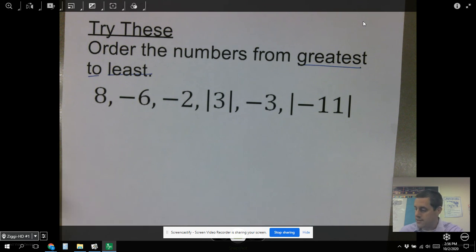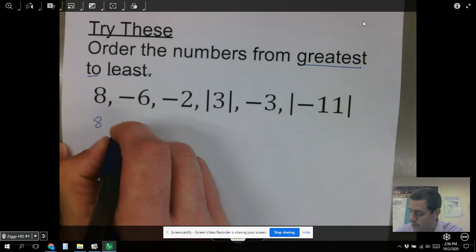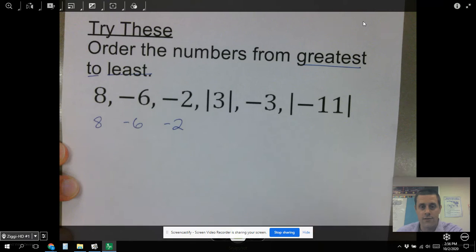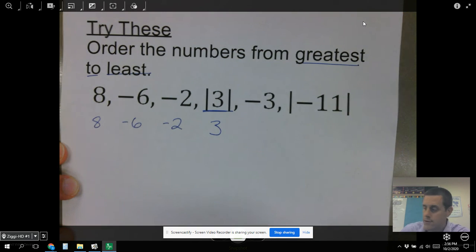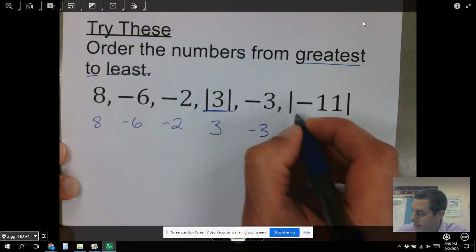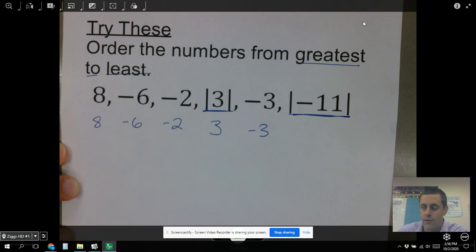Okay, here we go. Let's check to see how you did. First, simplifying all these values. 8 is good to go. -6 is good. -2 is good. We need to calculate the absolute value of 3. That has a value of 3 because 3 is 3 units from 0. -3 is fine, but we need the absolute value of -11. That works out to +11.